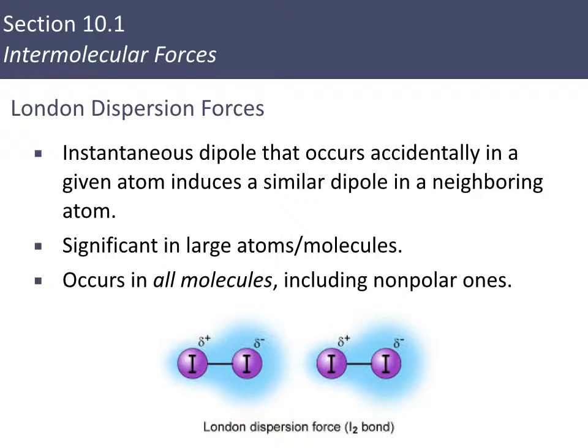Essentially, the idea is that electrons are constantly moving, and there's going to be a time in which the electrons are going to be in greater density in one area versus another, and that is what is called an induced dipole. This type of force, a London dispersion force or an induced dipole, is much greater in larger molecules. Importantly, this occurs in all molecules, including nonpolar ones.